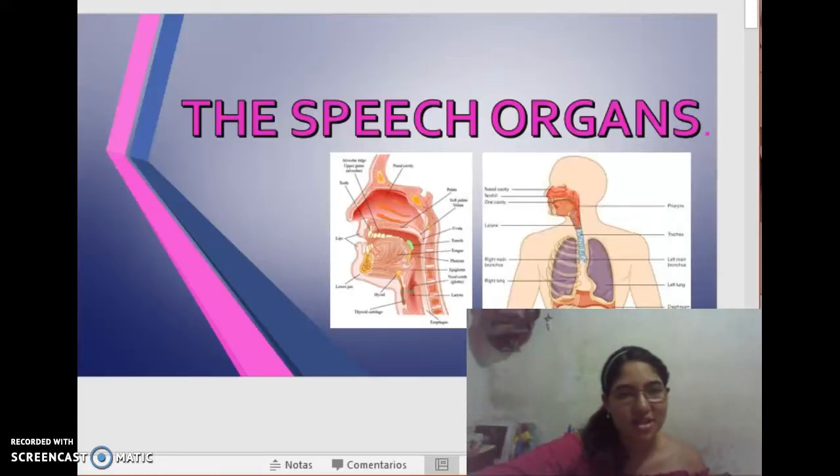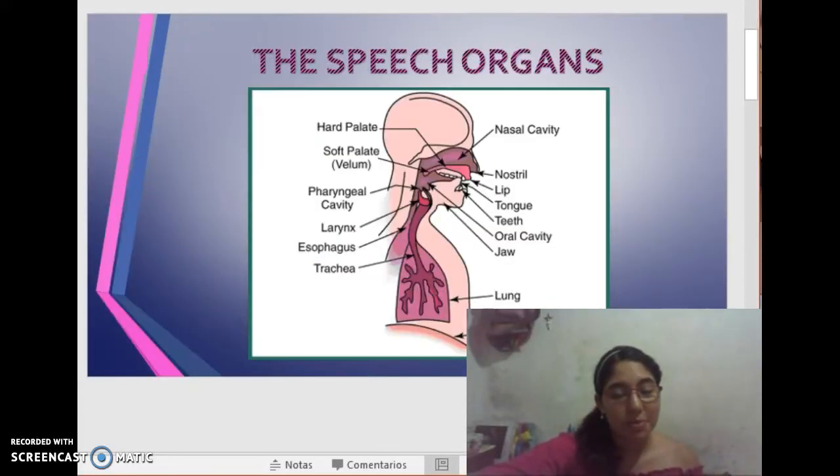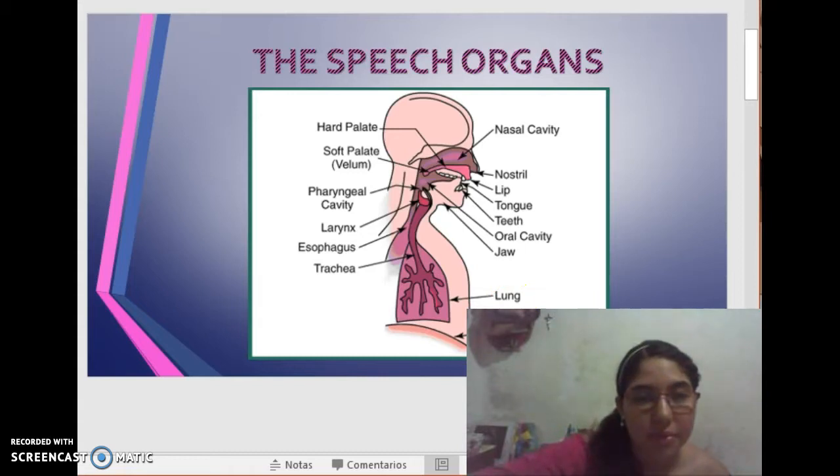The speech organs. Different organs that we need. I show them. Hard palate, soft palate, pharyngeal cavity, larynx, esophagus, trachea, nasal cavity, nostril, lip, tongue, teeth, oral cavity, jaw, lung, diaphragm.